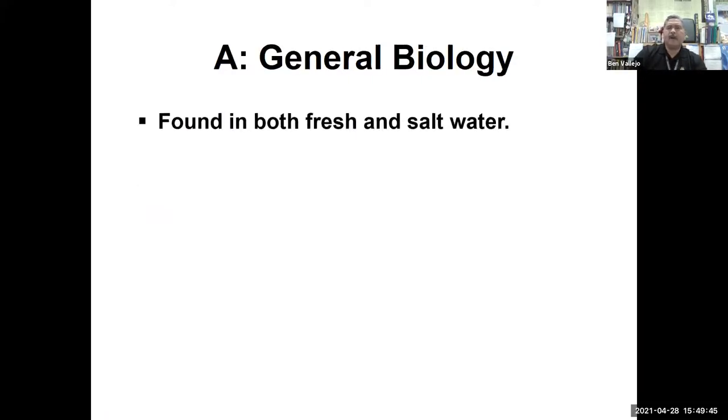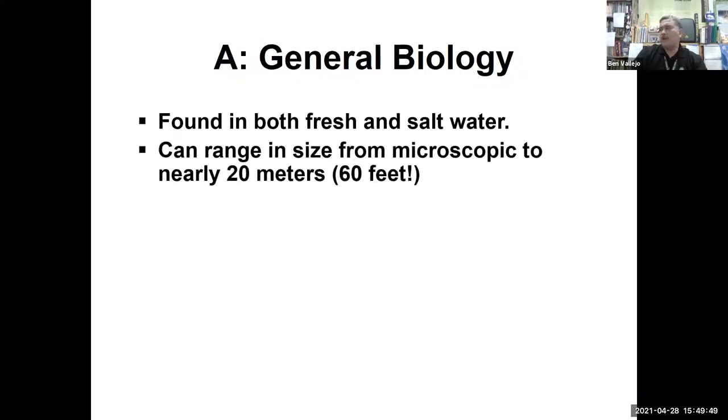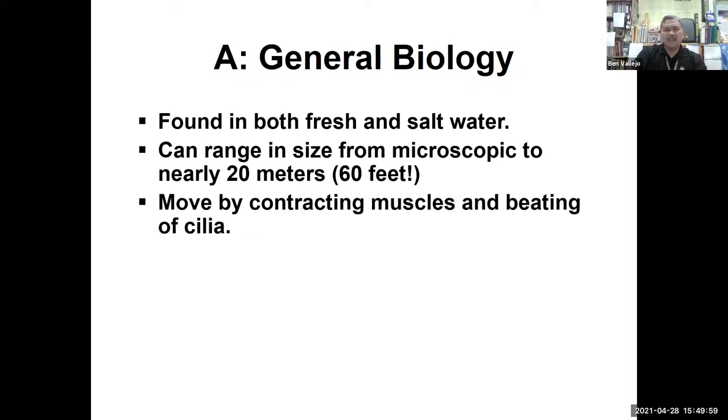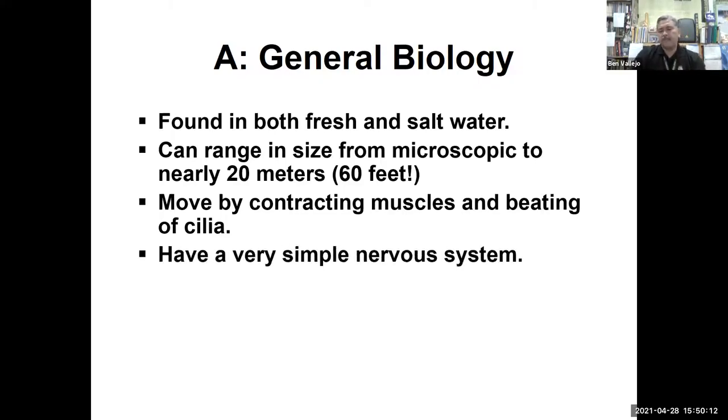All right, a few more comments about flatworms. They're found in both freshwater and salt waters. Most are very small, but some can be even 60 feet long. In the ocean, that is not an uncommon thing. Flatworms move by contracting muscles, and they may also have hair-like structures called cilia that move back and forth and push them through the water column.